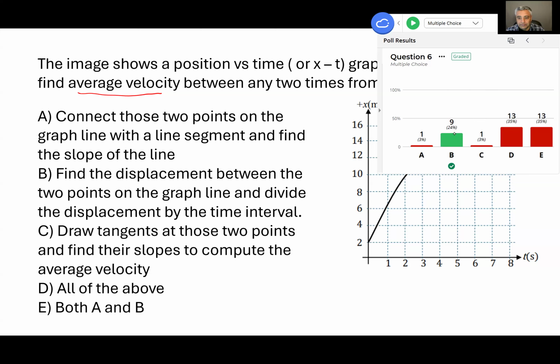Okay. So that was the displacement, right? So not the average velocity. So this is displacement. This is average velocity. Draw tangents at those 2 points and find their slopes to compute the average velocity. Actually, you can use those slopes to find average acceleration, not the average velocity. Okay.